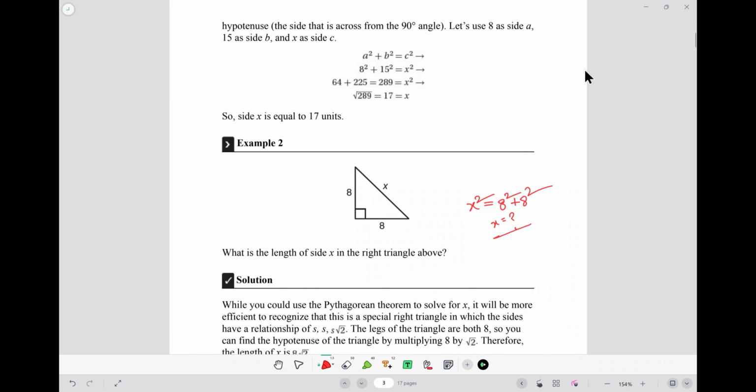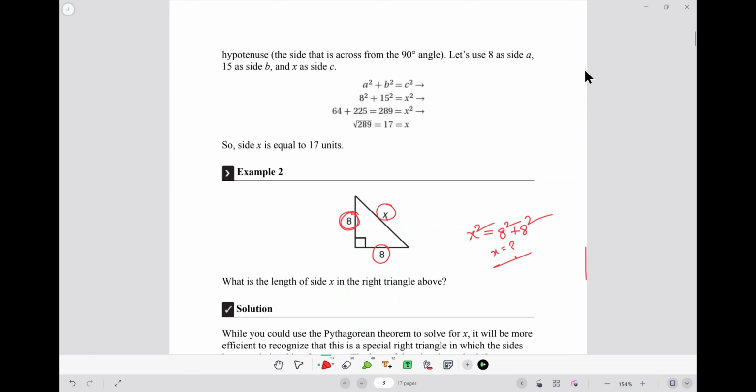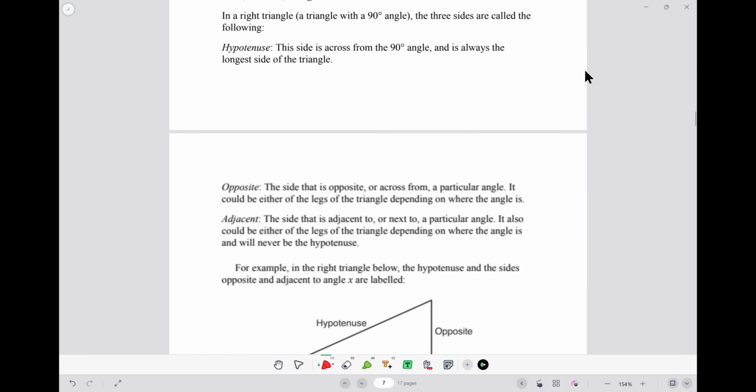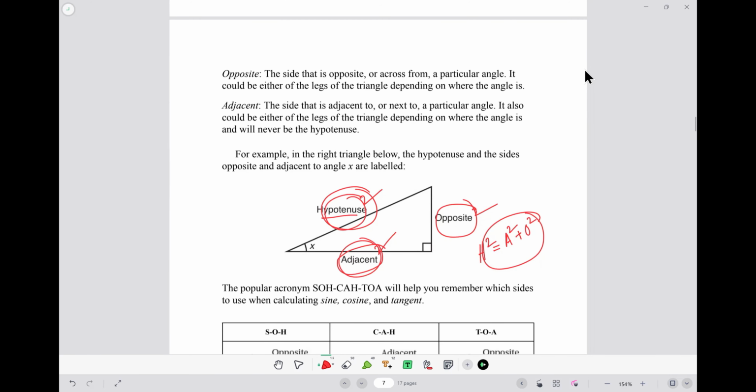This is very simple. We already know this is the hypotenuse, this is the adjacent, and this is the opposite side, right? Wait, I thought x was the hypotenuse. Yeah, x is the hypotenuse, and this is the adjacent side. So x is the hypotenuse, this is the adjacent, and this is the opposite.